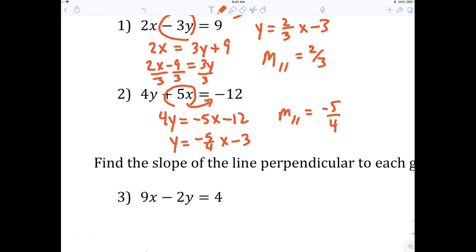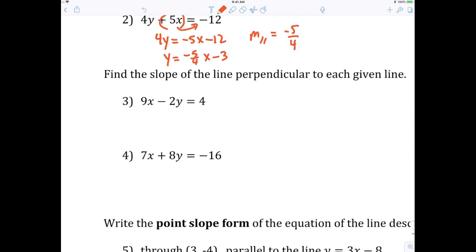All right. Now, perpendicular. Same principle for perpendicular, except slopes of perpendicular lines are negative reciprocals. So again, I've got to solve for y. So I'm moving this over here because it's negative. So 9x equals 4 plus 2y. Now I have to move the 4 over and it becomes what? Negative. So now I have 9x minus 4 equals 2y.